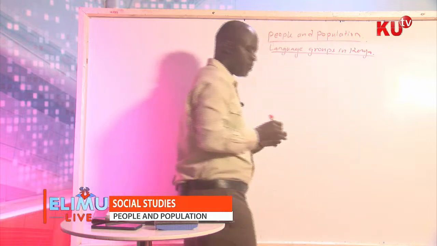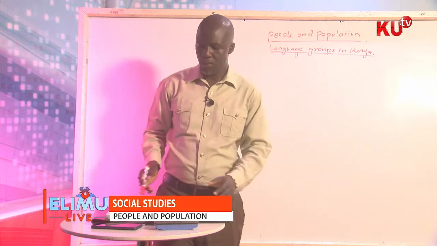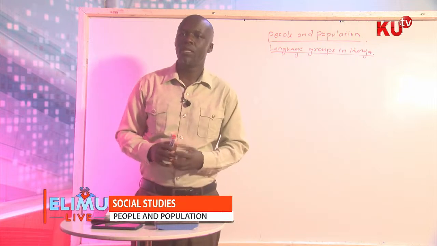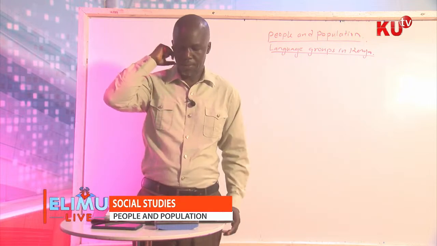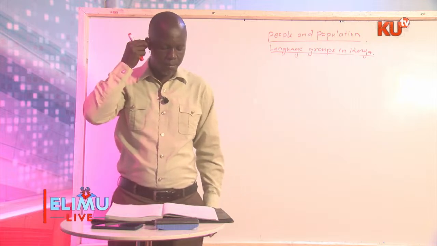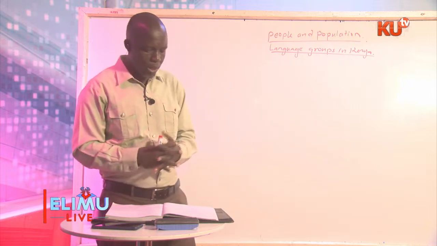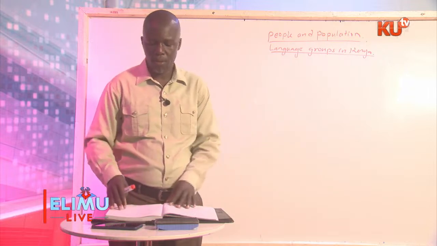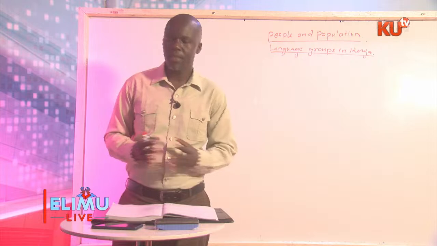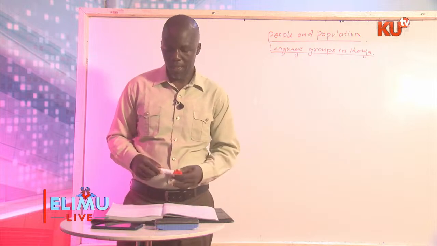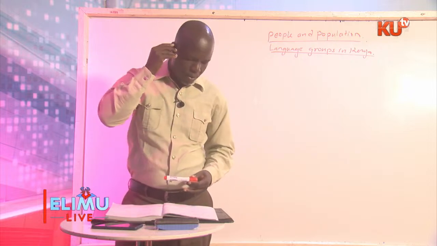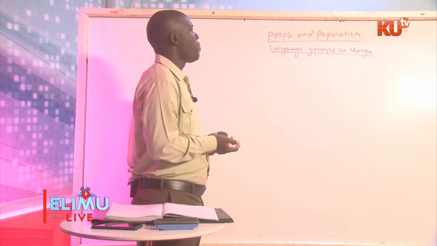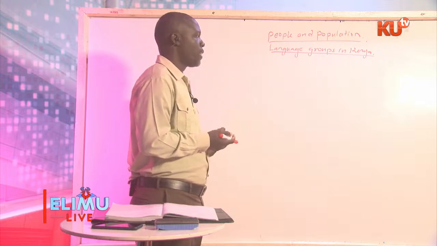Now, to start with, I want to take it from where we left it in grade 4, where we were talking about people in our county. So we looked at different counties. That is what we did in grade 4, whereby we talk about different counties and the people in those different counties. Now for grade 5, we are now talking about the people of Kenya.